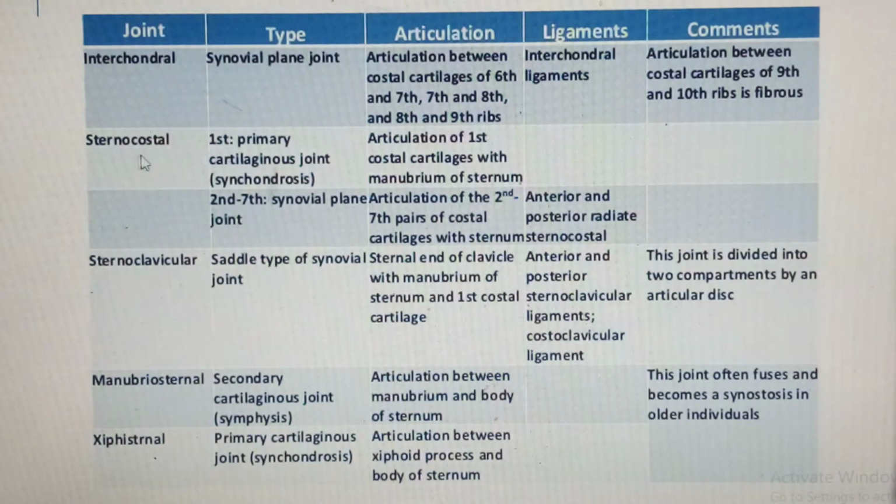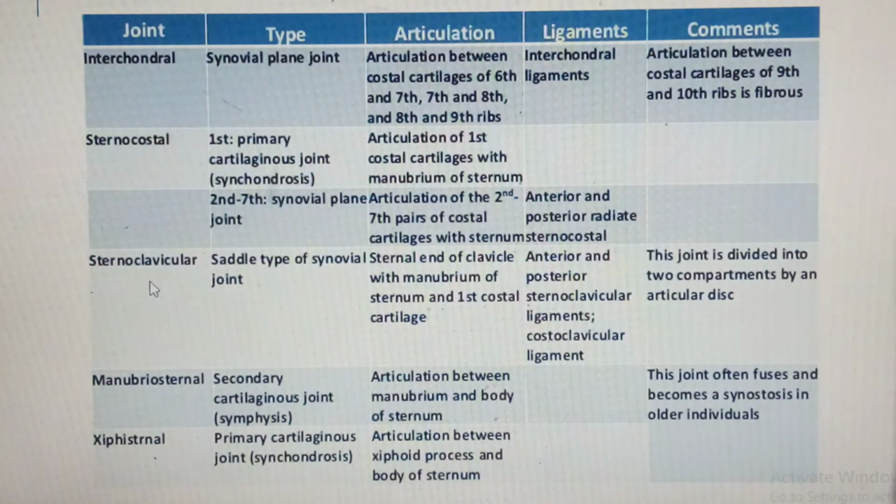Then we also have the sternocostal joints. The first one is primary cartilaginous, a synchondrosis type, and the remaining ones, 2nd to 7th, are plain synovial joints. The first one, because it is primary cartilaginous, will permit no movement, but the others may permit some slight movement.